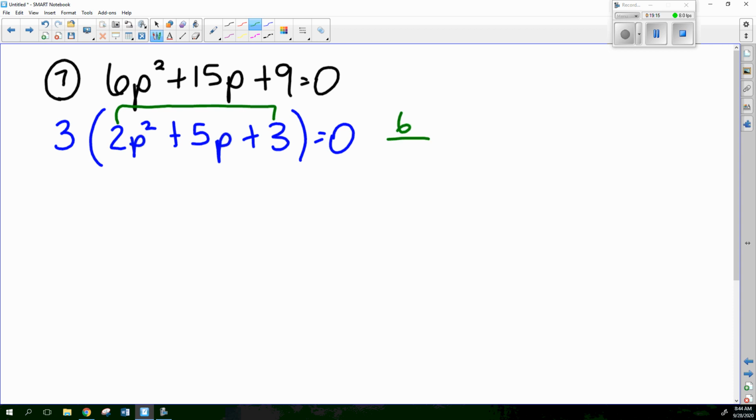So I need a pair that multiplies to be 6 and adds to be the middle number, which is 5. What multiplies to be positive 6 and adds to be positive 5? Now, if they both have to be positive or they both have to be negative, will 6 and 1 add to be 5? No, that'll add to be 7. So what's my other pair? 2 times 3. Okay? Very good.